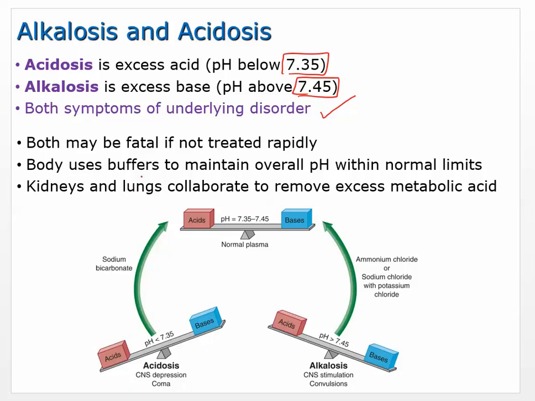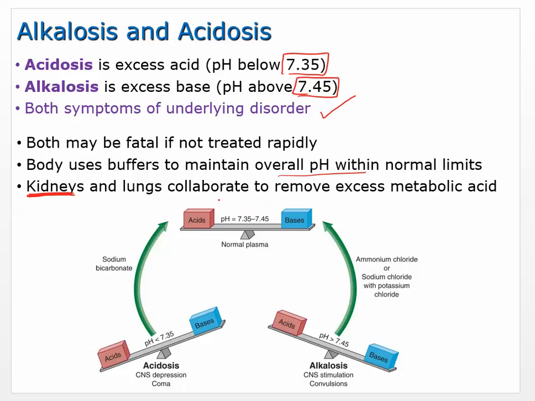Now, we know that the body uses buffers to maintain overall pH within normal limits. However, we also know that the kidneys are regulators of bicarbonate and hydrogen, so they regulate the pH, and the lungs also regulate pH through the carbon dioxide plus water, carbonic acid, bicarbonate, hydrogen.